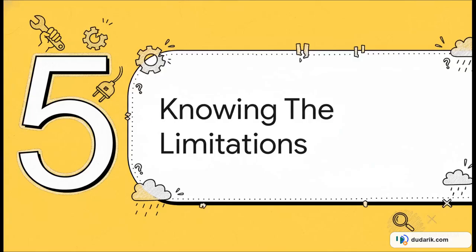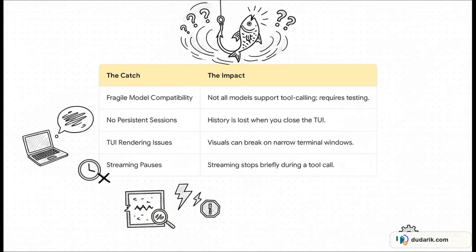But let's be real, no tool is perfect, and it's really important to know what you're getting into. So let's talk about some of the current limitations you should keep in mind. Probably the biggest catch is model compatibility. Truth is, not every model out there is good at using tools. You're going to have to do a little experimenting to find one that works reliably for what you need. Another thing is that your conversation history vanishes when you close the app, which can be a bit of a bummer for longer projects. The other stuff, like a few visual glitches or brief pauses in the streaming text, are really just minor annoyances, not deal breakers.